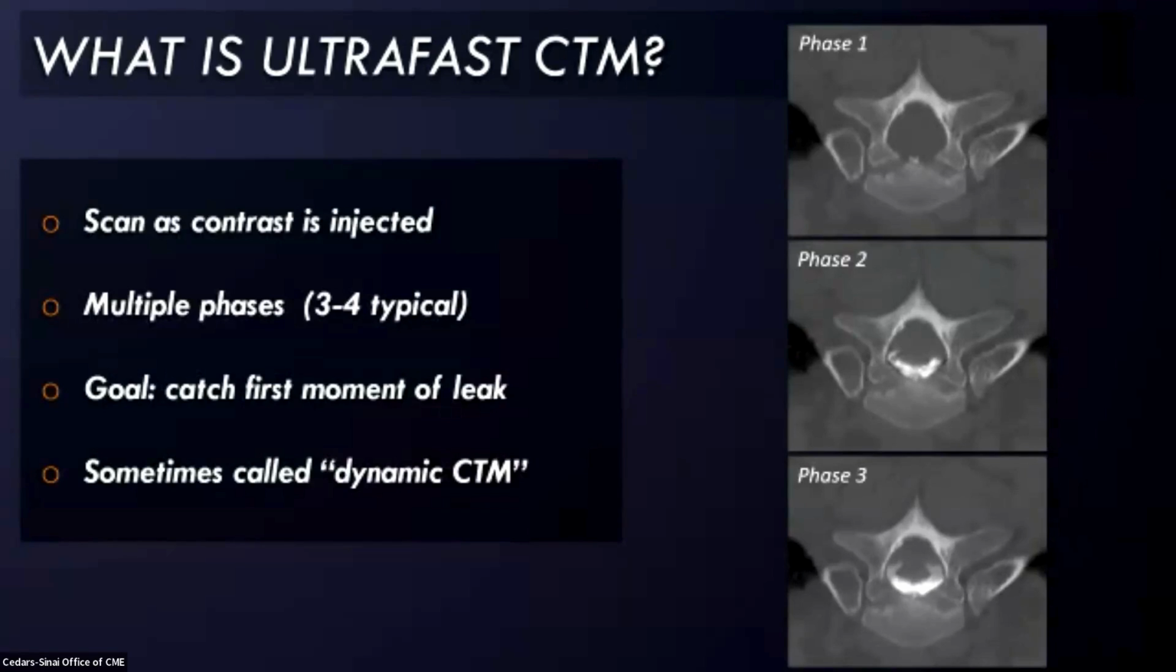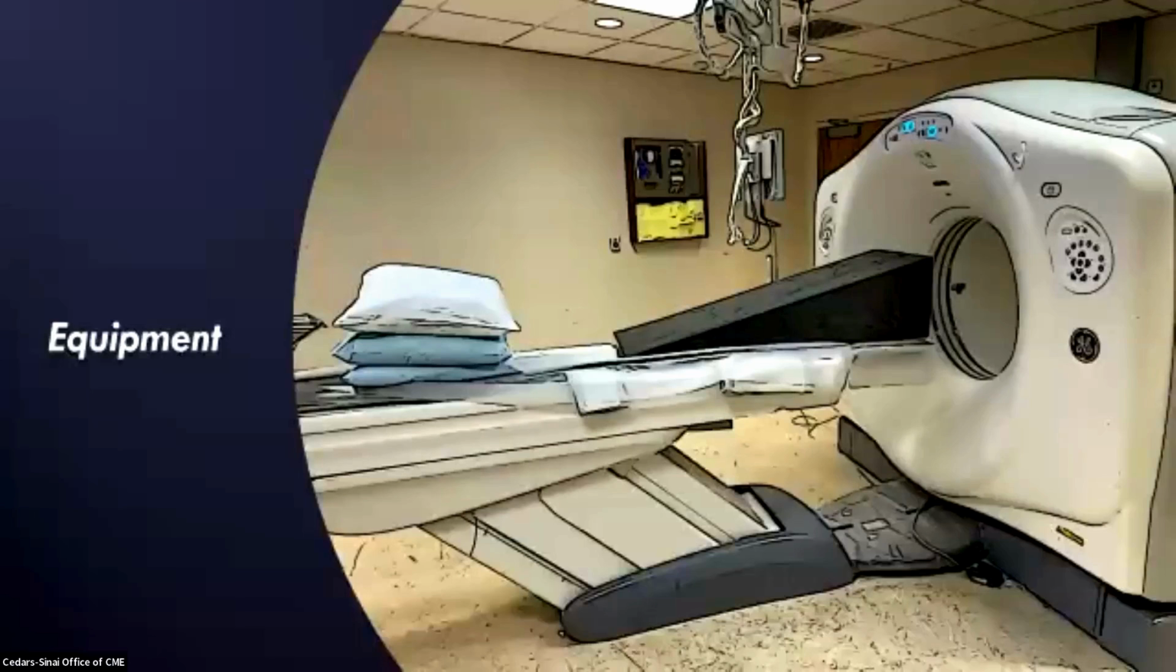Sometimes this will be called a dynamic CT myelography. I know the terminology is very complicated, but I think of dynamic CT myelography as anything where the contrast is moving during the course of the exam. Again, the goal is to catch the CSF leakage at the first moment that it comes out.